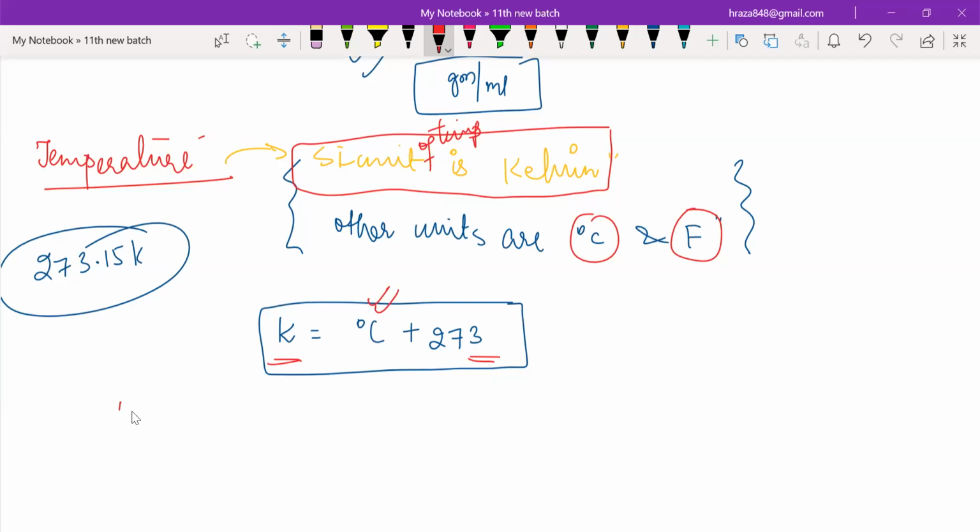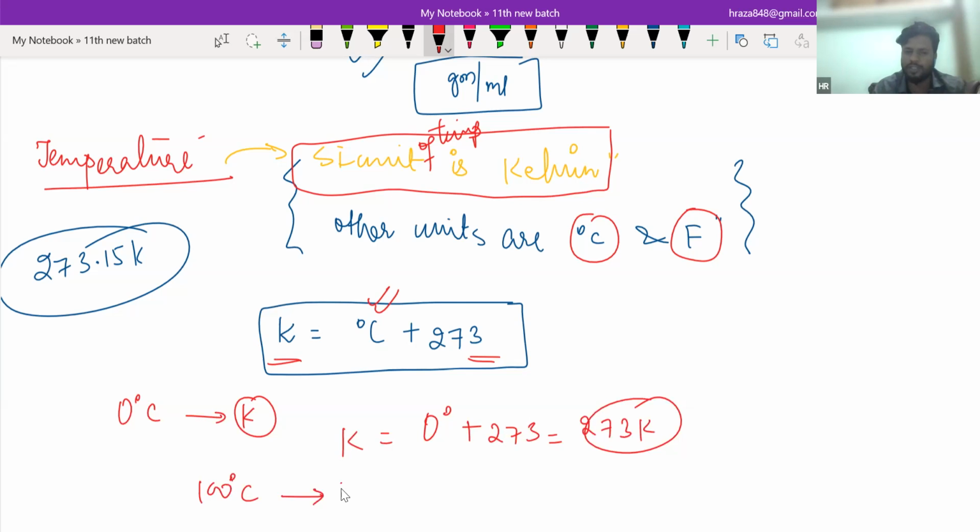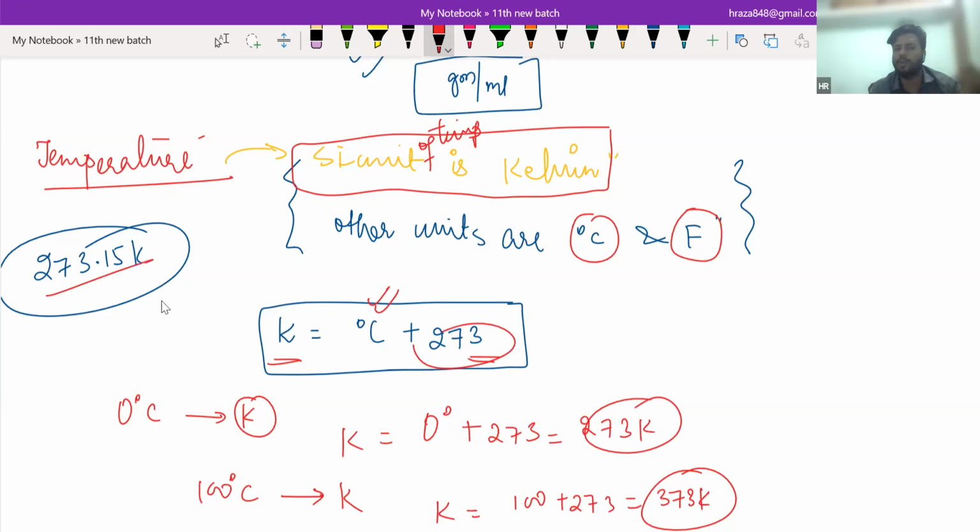So if 0 degree centigrade has to be converted into Kelvin, Kelvin is equal to 0 degree centigrade plus 273, so it will be 273 Kelvin. If 100 degree centigrade has to be changed into Kelvin, Kelvin is equal to 100 plus 273, which is 373 Kelvin. The exact value of 273 is basically 273.15, but for calculation we take it as 273. So please write the relation between Kelvin and degree centigrade.